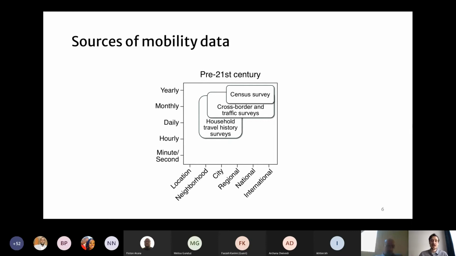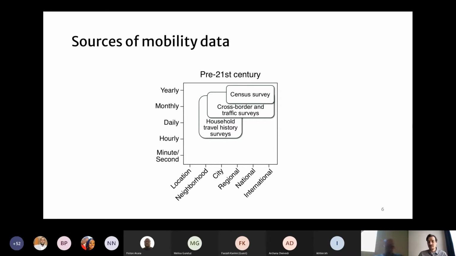And there are also other types of surveys that might be more regional and more specific in certain aspects. But in general, these types of surveys give you a very averaged, broad picture of mobility on a large spatial scale, so more on a regional, national scale. And they're often monthly snapshots of mobility, for example, commuter mobility.